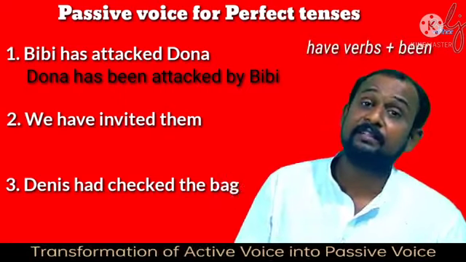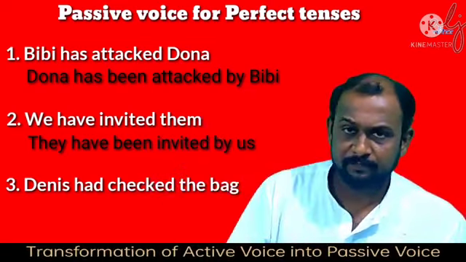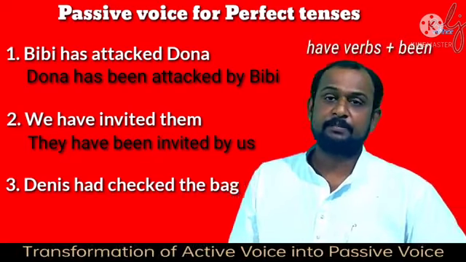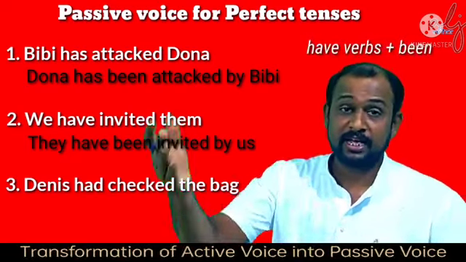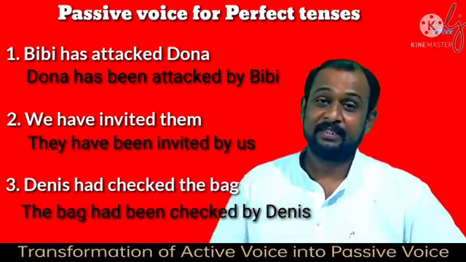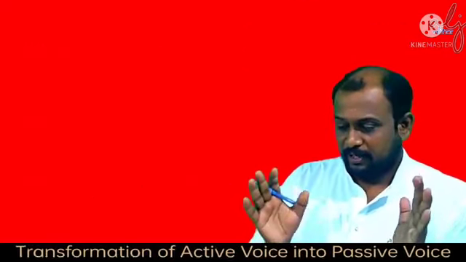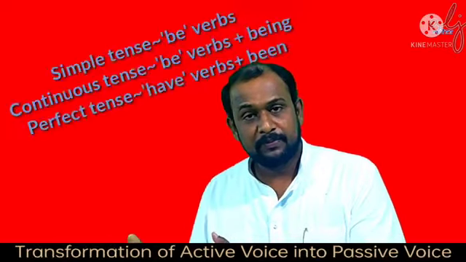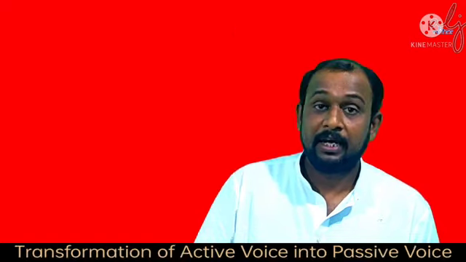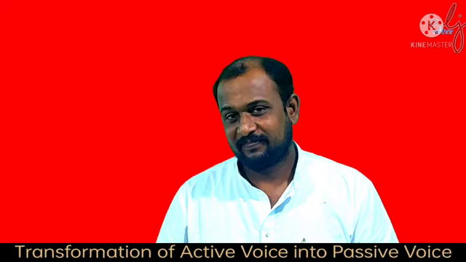See the second one, we have invited them. They have been invited by us. Depending upon the subject you use have or has, but been is compulsory. Third one, Dennis had checked the bag. It is past perfect tense. We don't have options like has and have, only one option, that is had. So the bag had been checked by Dennis. That's all. In case of simple tenses, you use be verbs in the passive form. In case of continuous tense, be verbs plus being. And in case of perfect tenses, use have verbs plus been.